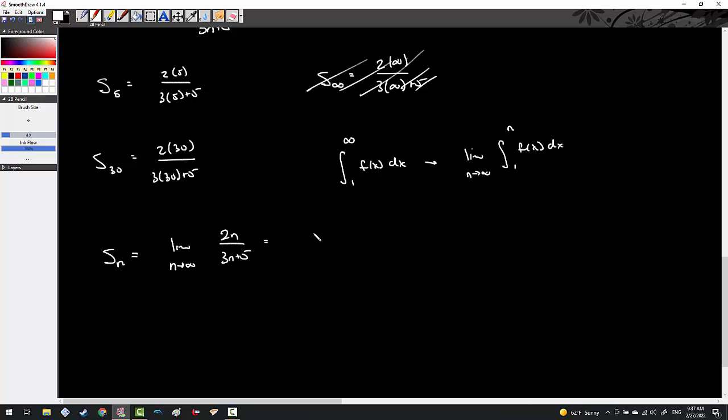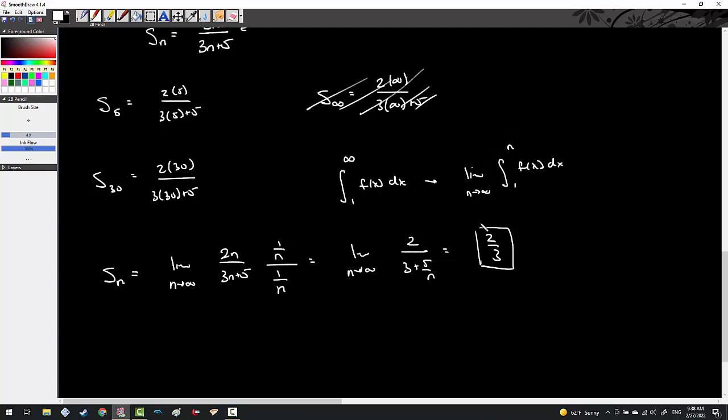And so what I can do here is I can go ahead and use some algebraic work here to get the limit as n goes to infinity of 2 over 3 plus 5 over n. We're just kind of going back to Calc AB right now, and we end up with, very expectedly, 2/3. So what that's saying is that the sum of the infinite series would approach that 2/3 infinitely closely.